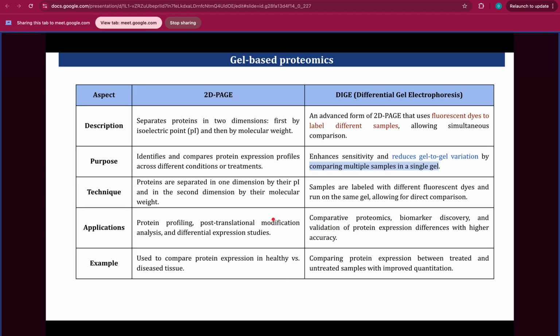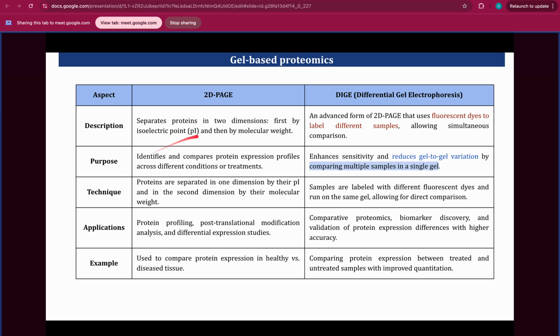And in this slide I have put a table of comparison between 2D PAGE and DIGE. So first of all, as we know, it performs separation of protein in 2 dimensions, isoelectric point and molecular weight, which is done by the SDS PAGE. But DIGE is an advancement which uses fluorescent dyes to label different samples and then performs the simultaneous comparisons by using 2D PAGE only.